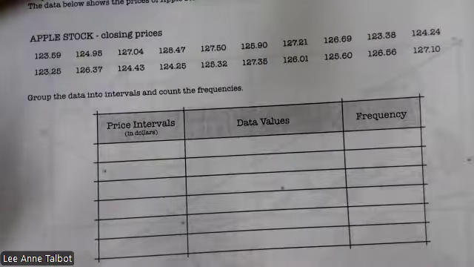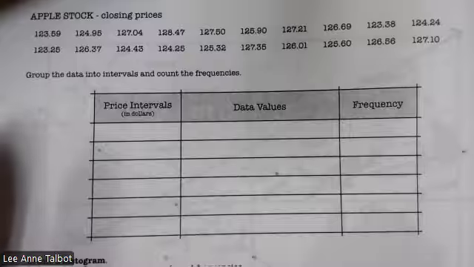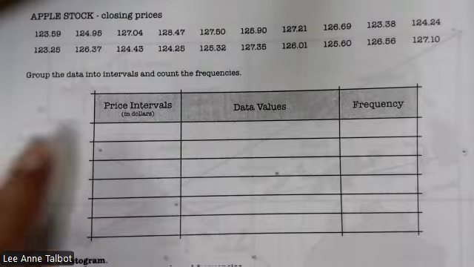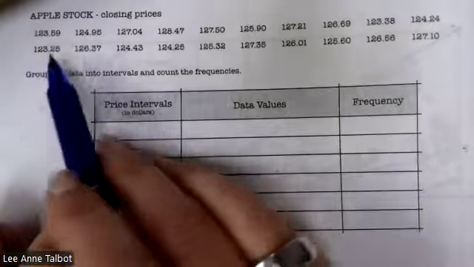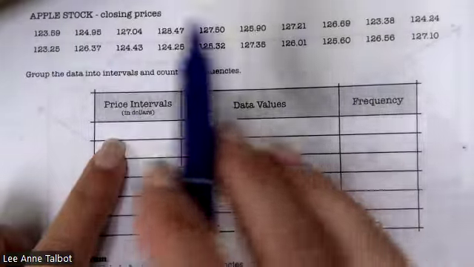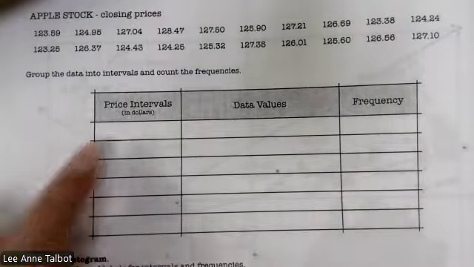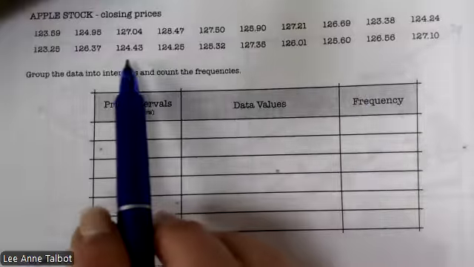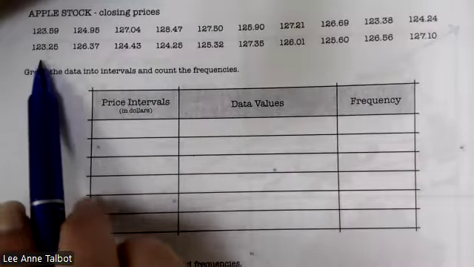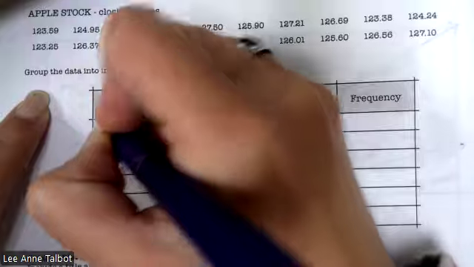Anyway, okay. A histogram is kind of like a bar graph, but it has ranges of values. So find where it says price intervals. Can you guys tell me the lowest amount of money in this list? What's the smallest? 123.25 right there. Okay, so we're going to start this at $123.